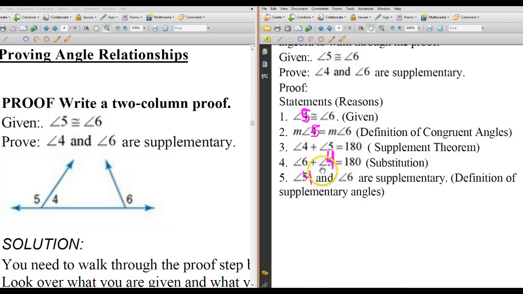And since 6 plus 4 is 180, then by the definition of supplementary angles, 4 and 6 are supplementary because we just showed that they added up to 180. So that is the definition of supplementary angles. If they add up to 180, then they are supplementary.